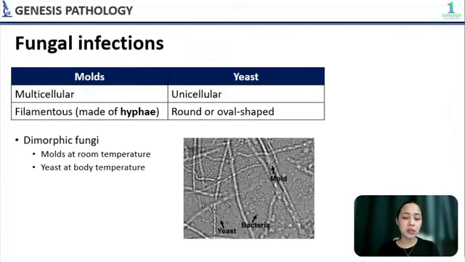Next are fungal infections. So first, I want to emphasize on the difference of molds and yeast because this is high yield in the boards. Molds, they are multicellular, while yeast are unicellular. So these molds, no, they are made up of hyphae and they are filamentous in appearance. Ito siya, okay? Yung yeast mo, so ito siya, yung round or oval shape. Meron din tayong mga dimorphic fungi. They can transform from molds to yeast. So they become molds when exposed at room temperature and they become yeast when exposed at body temperature around 37 degrees.